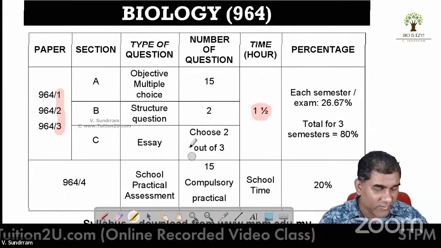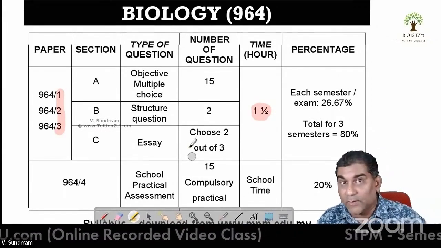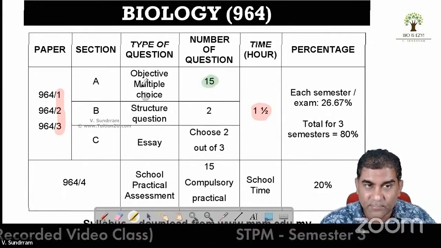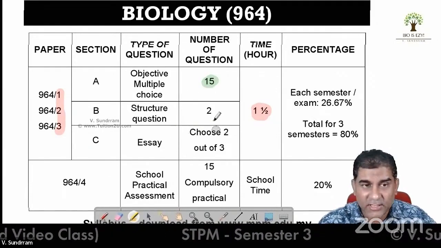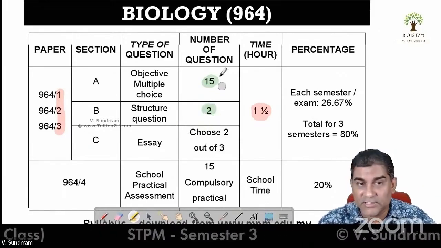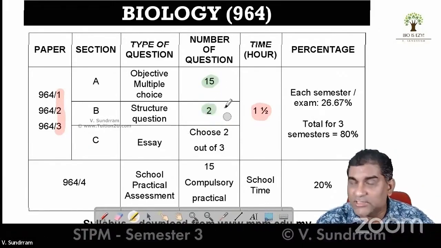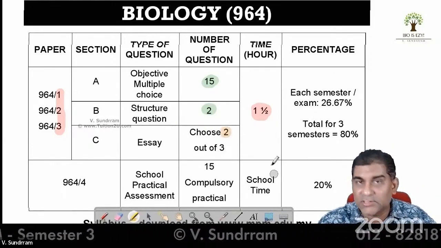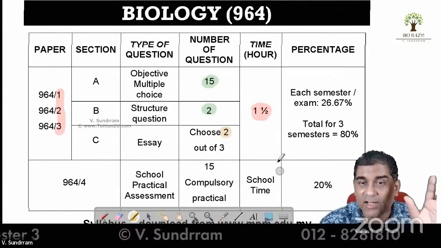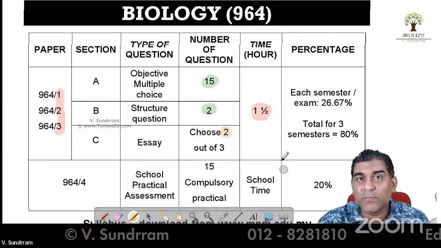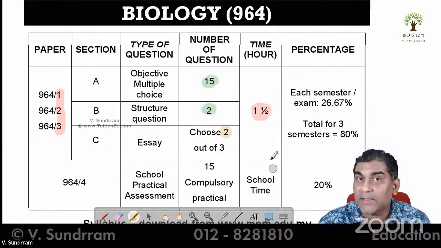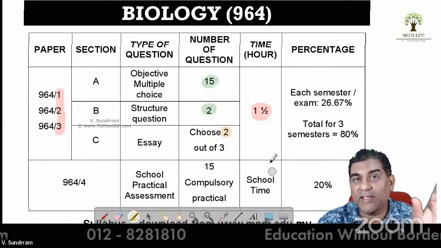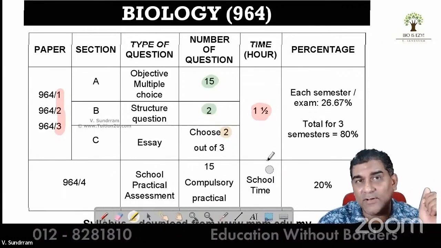Within that 1.5 hour, you need to answer 15 objective questions, multiple choice, A, B, C, D. 2 structure question, compulsory. So the 15 objective, the 2 structure is compulsory. This one out of the 3 essay, you need to answer 2. And you need to do all of that within 1.5 hours. That's where the problem is. Do you remember the answer? And can you write the answer within the limited time that we have, which is around 1.5 hours?